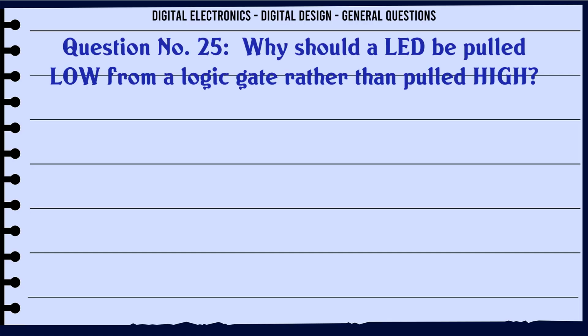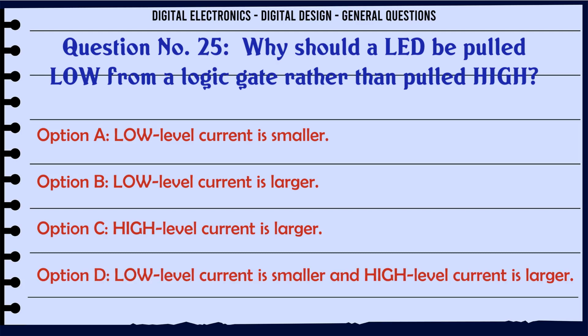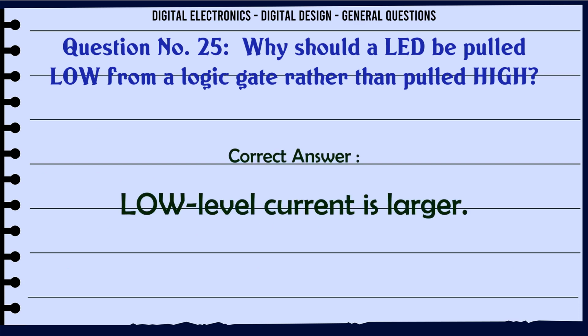Why should an LED be pulled low from a logic gate rather than pulled high? A. Low level current is smaller. B. Low level current is larger. C. High level current is larger. D. Low level current is smaller and high level current is larger. The correct answer is low level current is larger.